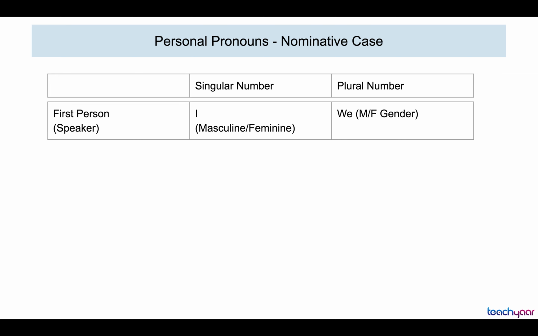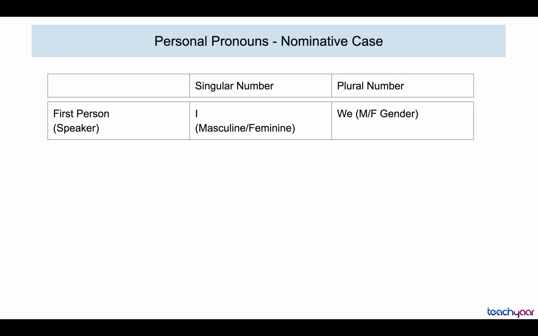So first of all, we are taking our personal pronouns in the nominative case. What is nominative case? We have done this before in an earlier video. When the noun or pronoun is in the position of the subject in a sentence. So we are taking the first person first, singular number. First person is always the speaker. So therefore, supposing I am talking, what is the personal pronoun? I. I can be masculine or feminine, but it is singular. So you have I over there.